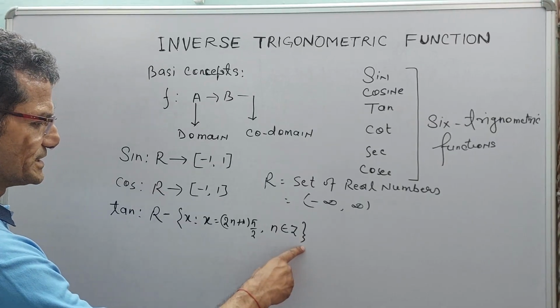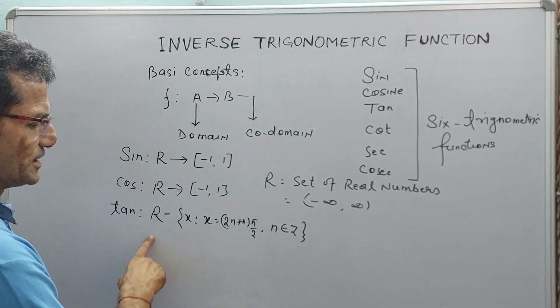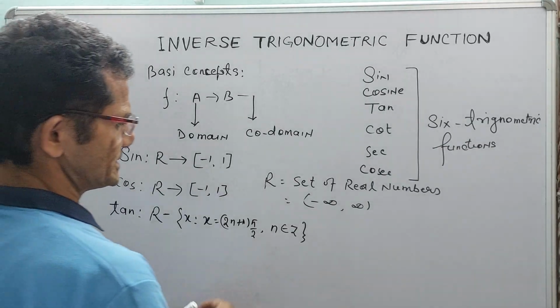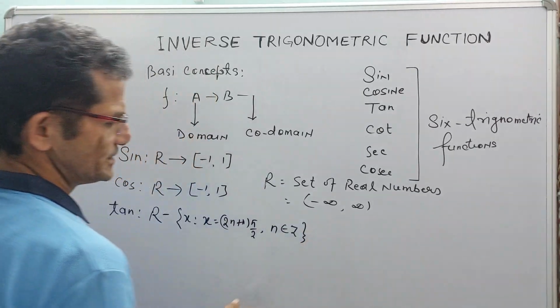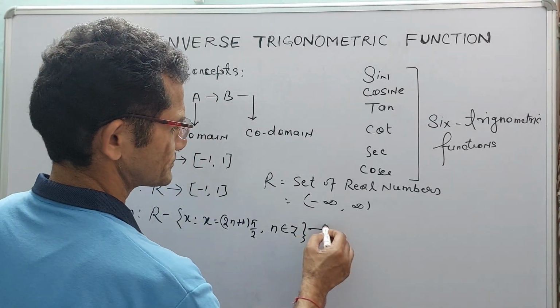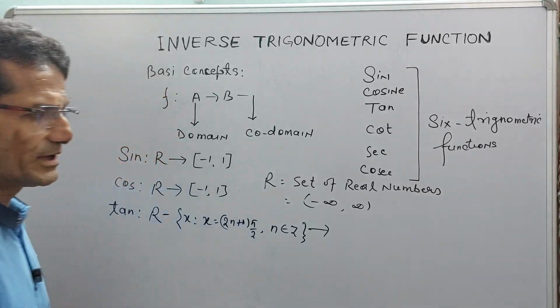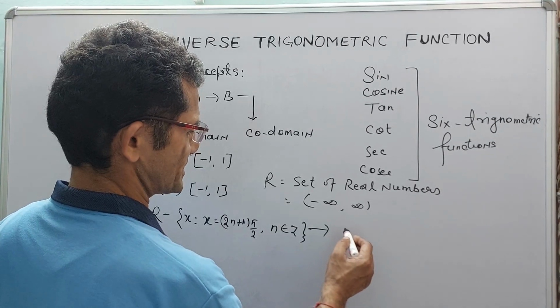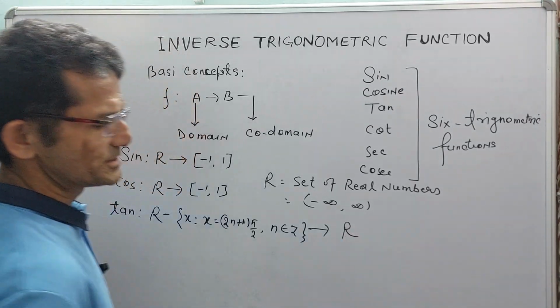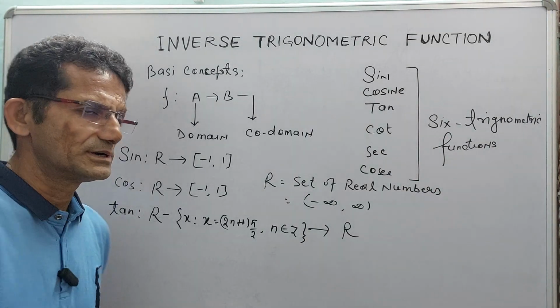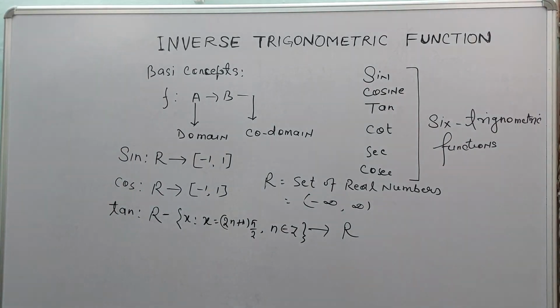We have to delete these multiples of 90 degrees from the set of real numbers. Its range has elements from minus infinity to plus infinity, because tangent takes all values from minus infinity to plus infinity. So the range of the tangent function is the set of real numbers.